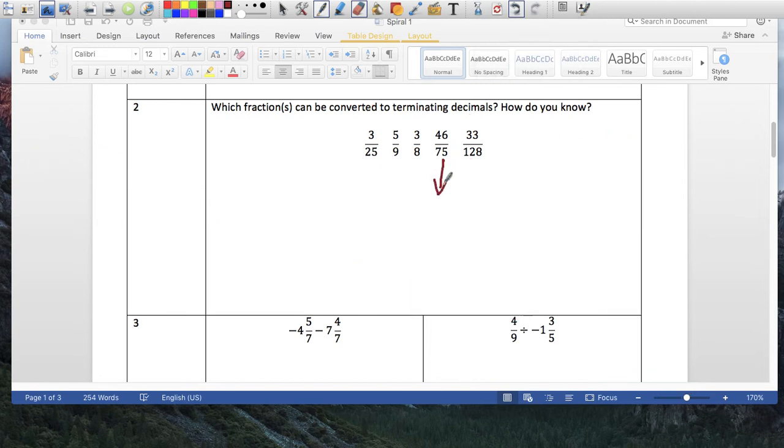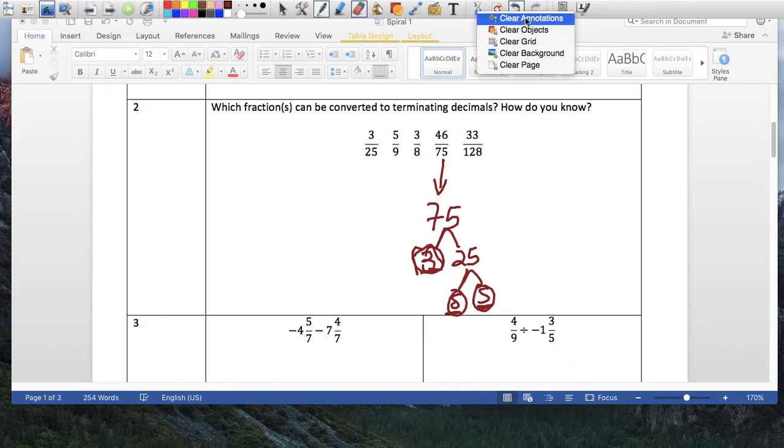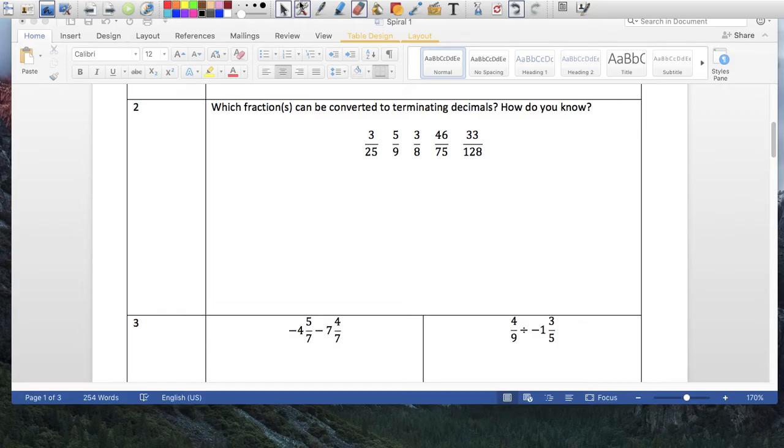75, for example. If you break up 75, you break it up into 3 and 25. 25 becomes 5 and 5. So 75 has 5 as its prime numbers, right? But it also has a 3. And because of the 3, when I divide anything by 75, it's going to be a decimal that goes on forever and ever. So that was one of the things we talked about early on in the year.